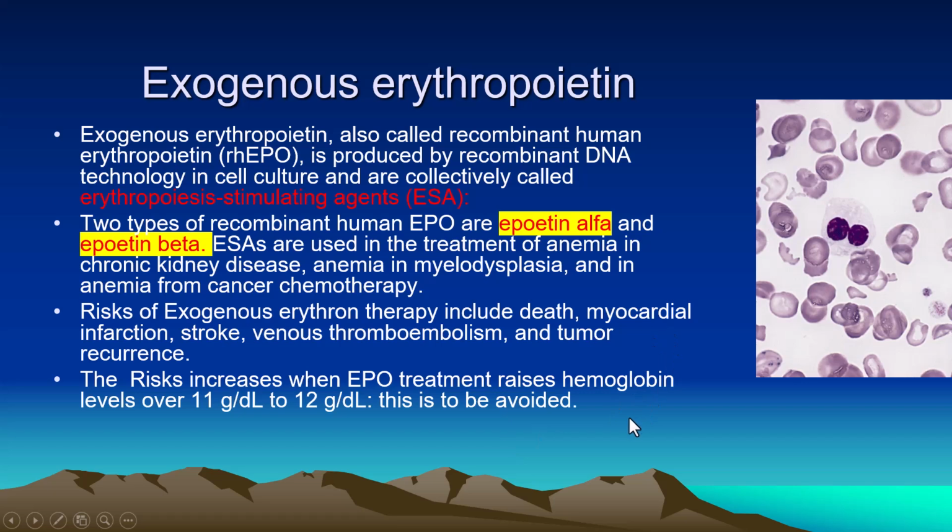All these risks, the risk of sudden death, myocardial infarction and stroke, are increased when an anemic patient is treated with erythropoietin whose hemoglobin concentration is 11 gram per deciliter to 12 gram per deciliter. So erythropoietin should not be used in this mild to moderate anemia, because in this case it can cause these complications.